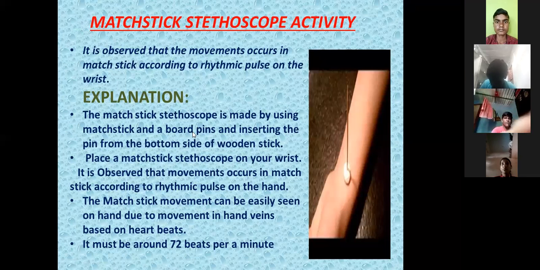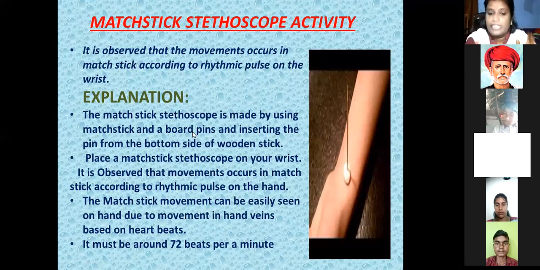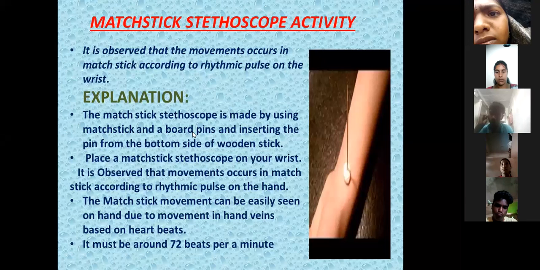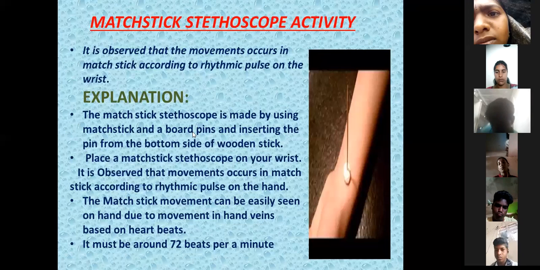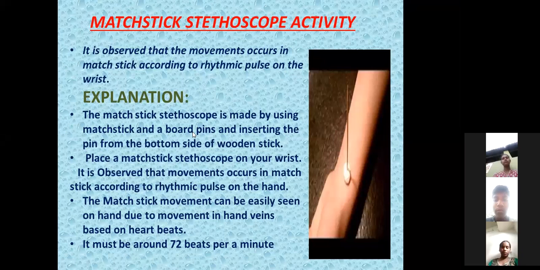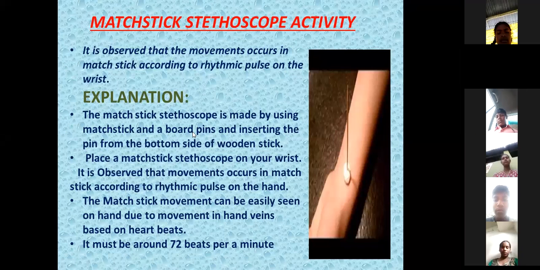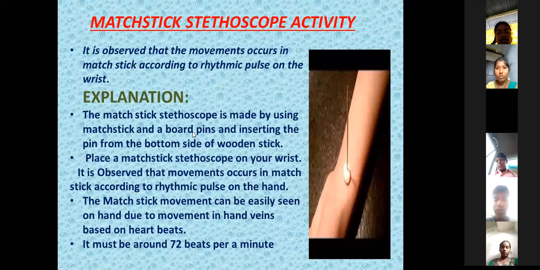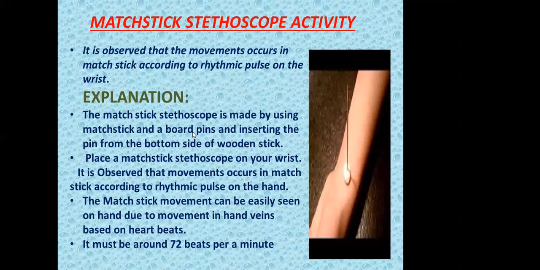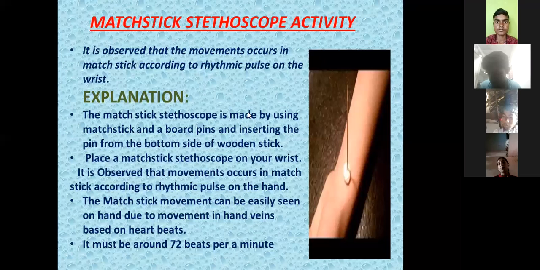Can you understand this activity? Shall I move to the next slide? The matchstick shows some movements; inside there are vibrations and sounds, some shaking, which means it gives movements. Inside the vessel, the artery's contraction and relaxation is what we call the pulse rate. It identifies the pulse rate. Can you understand? Shall I move to the next slide?